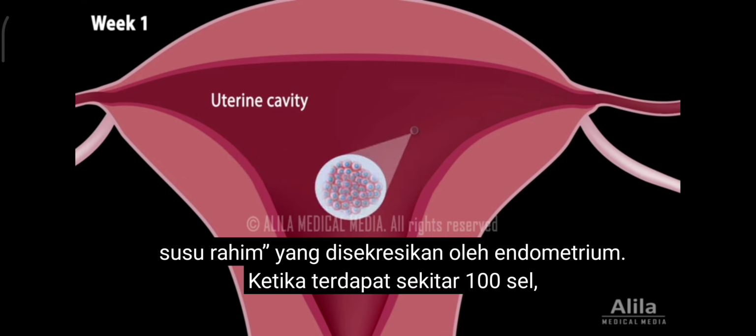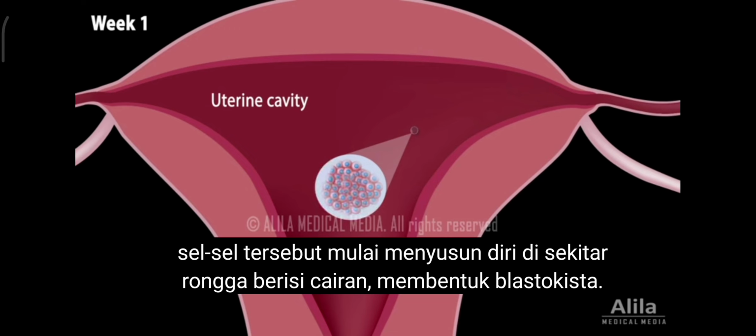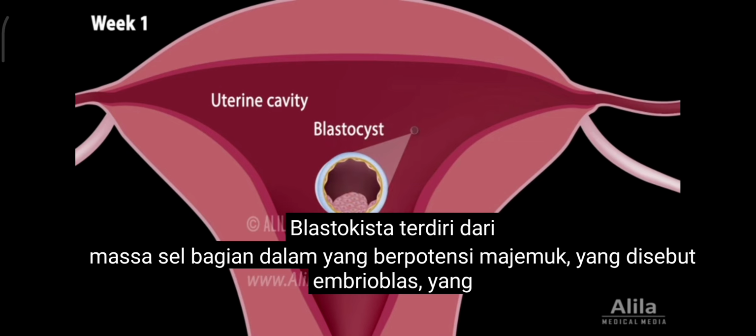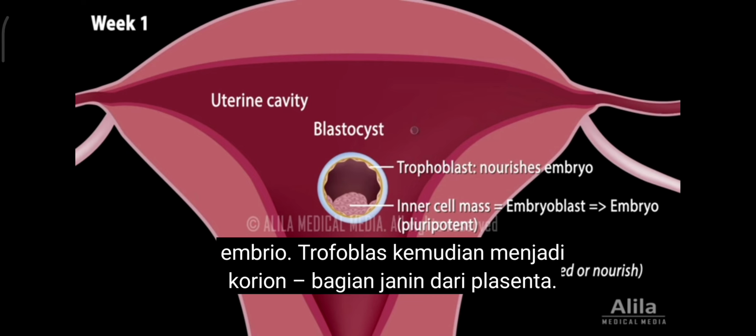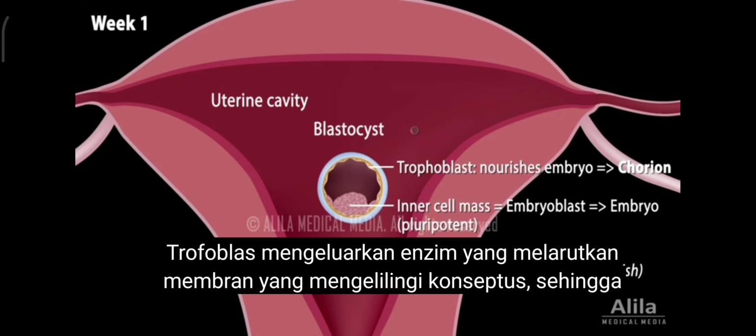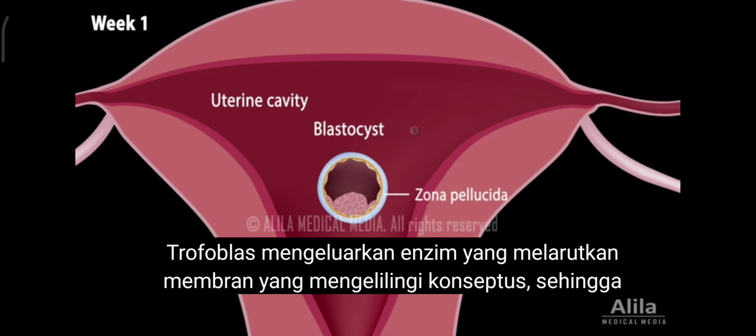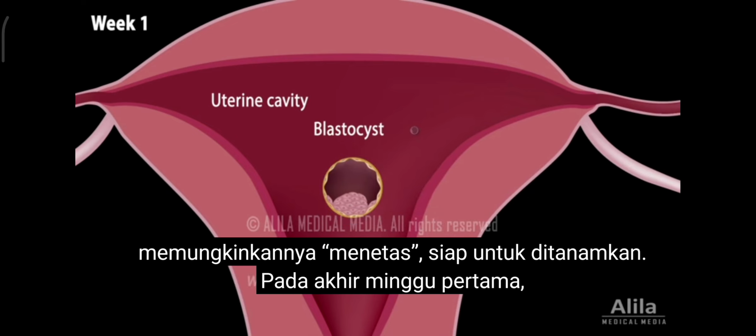When there are about 100 cells, the cells start to arrange themselves around a fluid-filled cavity, forming a blastocyst. The blastocyst consists of pluripotent inner cell mass called the embryoblast, destined to be the embryo, and an outer shell called the trophoblast, which nourishes the embryo. The trophoblast later becomes the chorion, the fetal portion of the placenta. The trophoblast secretes an enzyme that dissolves the membrane surrounding the conceptus, enabling it to hatch, ready to be implanted.